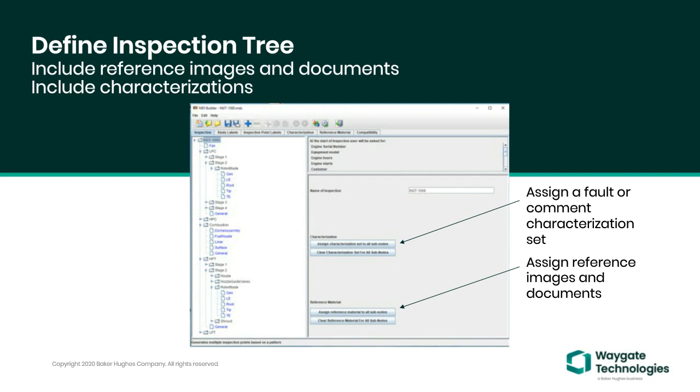Also, you can include reference images or documents in the MDI so that they are available for the inspector for reference at a given branch or end node inspection point. I'll discuss this further in a few slides. I'll also discuss how to create your characterization and to load the reference documents in the next few slides. Note that on this slide, this is tab number 1, this is the portion of the tool where you link specific characterization sets and specific reference documents to a particular branch or end node inspection point.